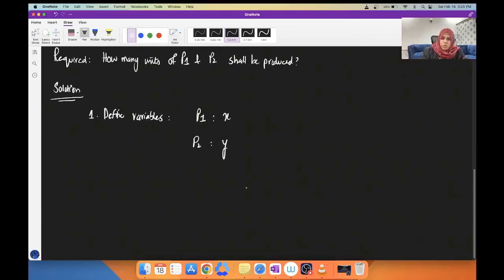Next, what we have to do is establish constraints. How will we establish constraints? These are basically equations, or you can say expressions. Equations are the ones with an equals sign, expressions are the ones without the equals sign, right?